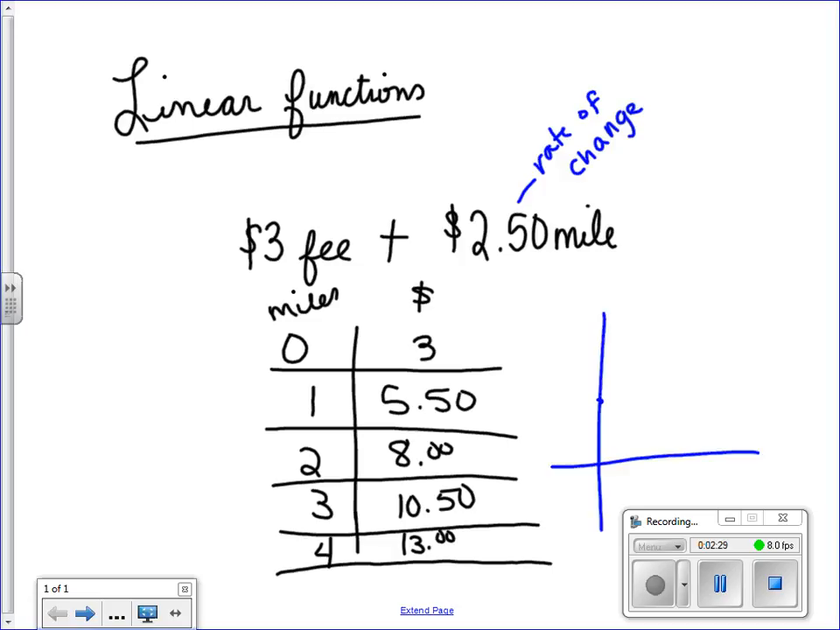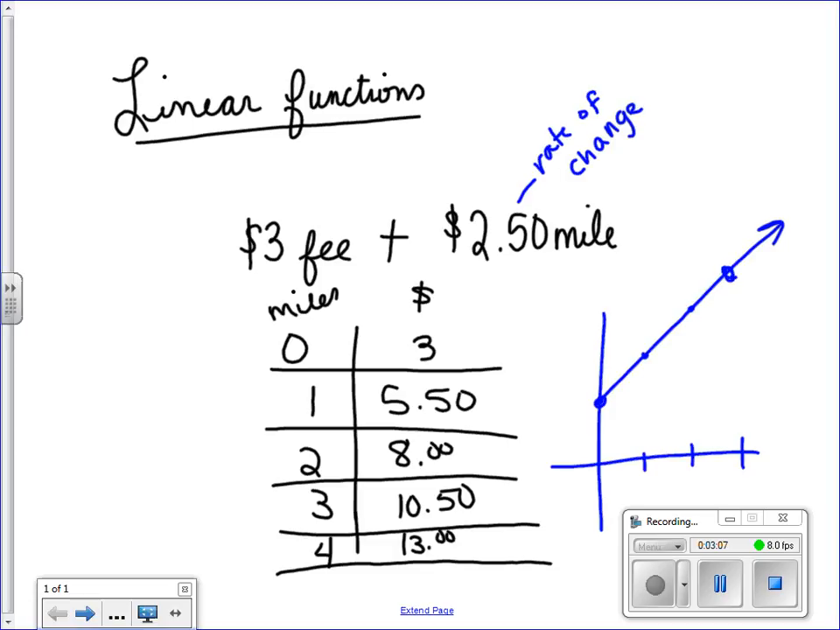It would start at 3, and for the first mile, it would go up 2.50. For the second mile, it would go up 2.50 more. And the third mile, it would go up another 2.50. So if I were to connect all the points, it would be a straight line. What would happen if you only went half a mile? Then it would be $1.25. So the constant rate of change makes it a linear function, okay? A linear function is really just a function whose graph produces a line.